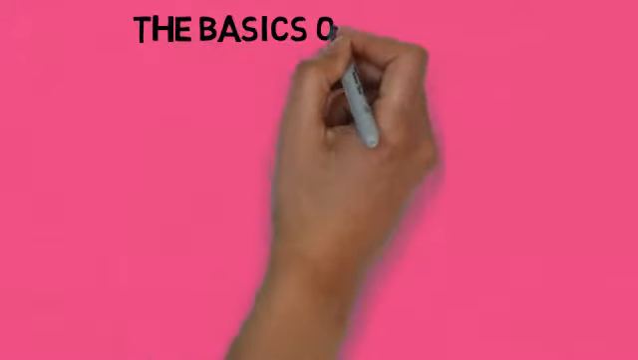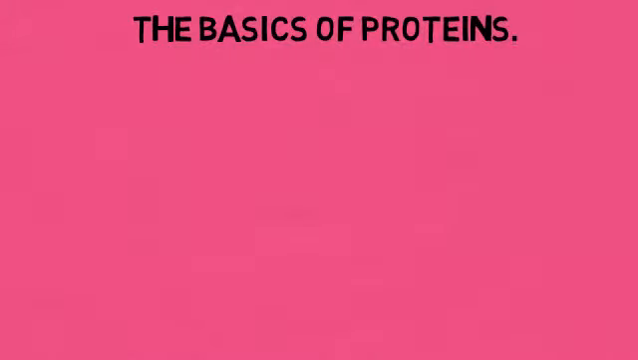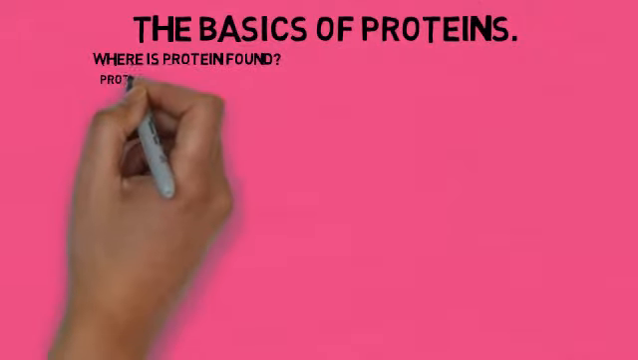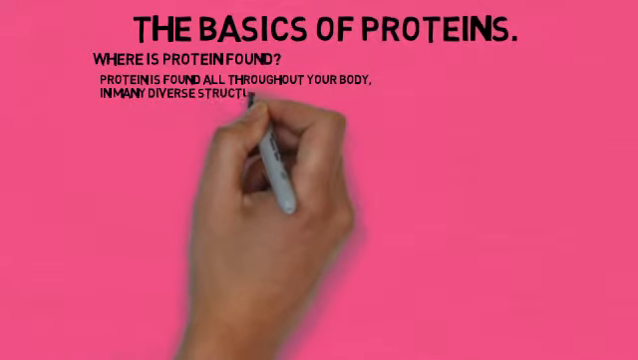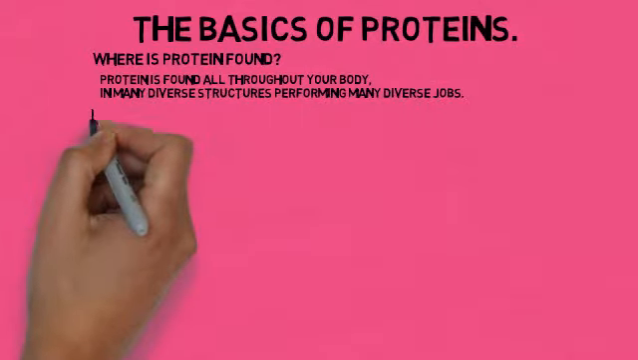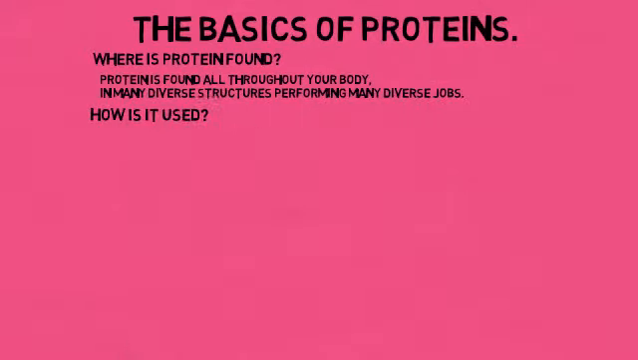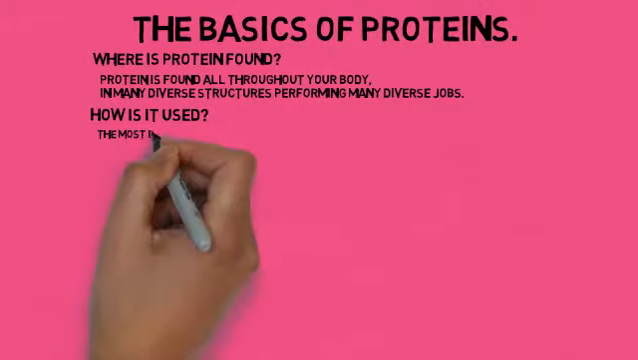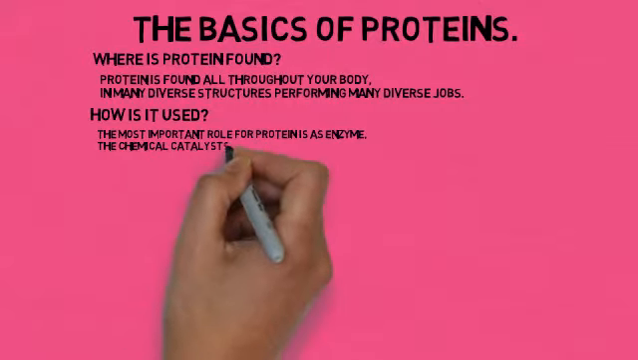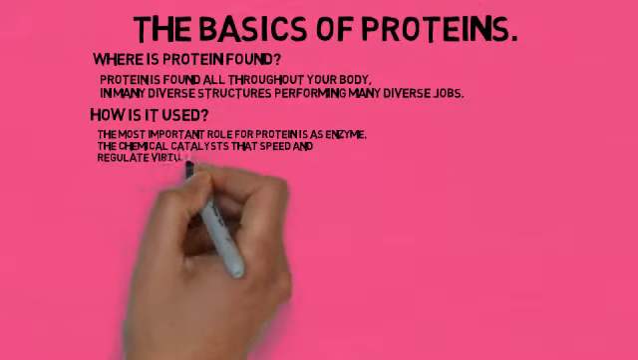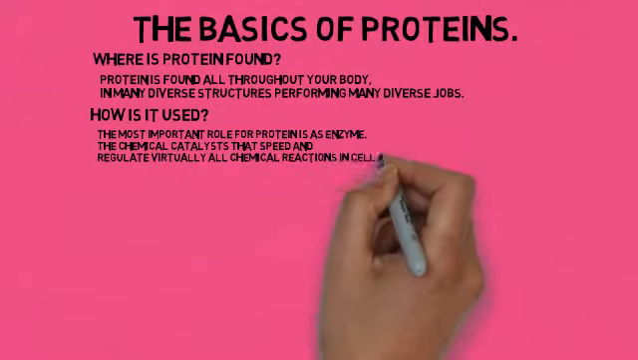The basics of proteins. Where is protein found? Protein is found all throughout your body in many diverse structures performing many diverse jobs. How is it used? The most important role for protein is as enzyme, the chemical catalyst that speeds and regulates virtually all chemical reactions in cells.